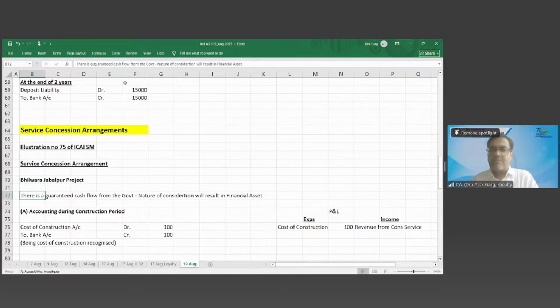Okay. So whenever there is only a right, it will be an intangible asset. But wherever the money is fixed, it will become your financial asset. Right?